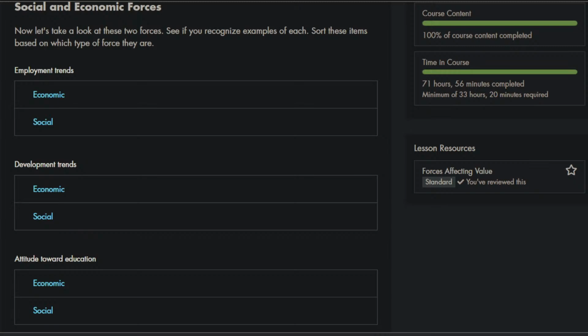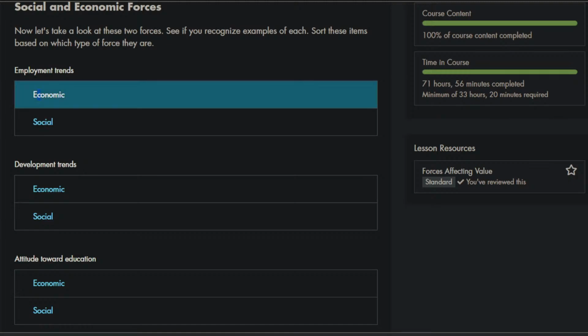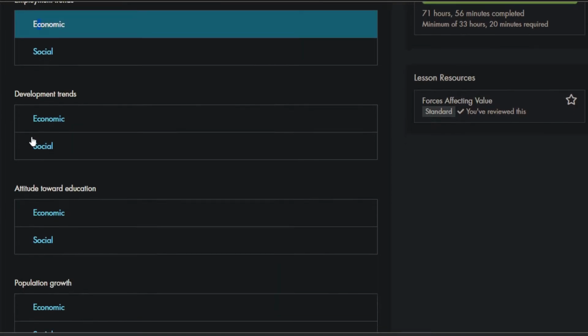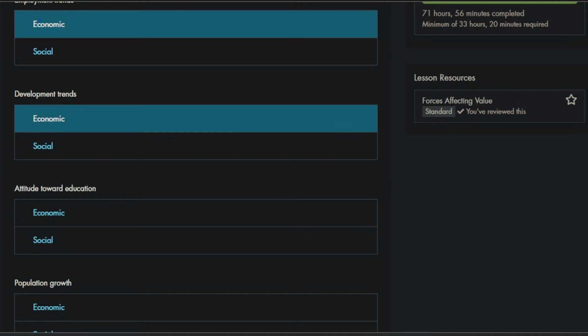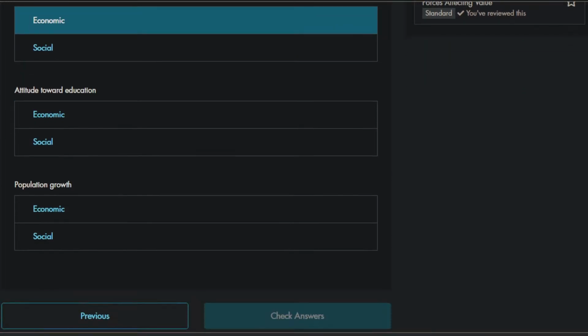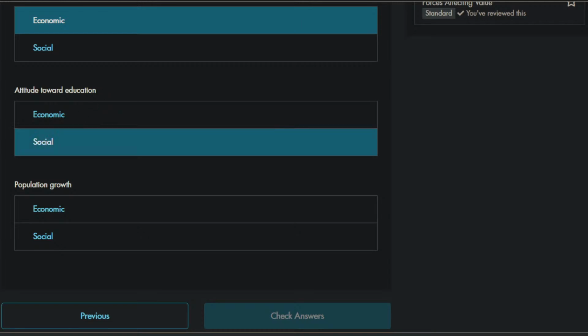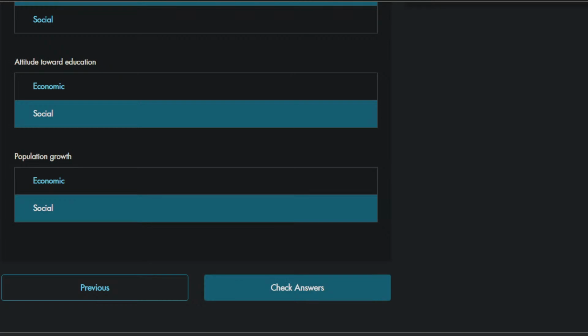All right. Social and economic forces. Now let's take a look at these two forces. See if you recognize examples of each. Sort these items based on which type of force they are. Employment trends. Is that economic or social? We're going to say that's economic. Development trends. I'm going to say that's probably economic too. Attitudes towards education. I would say that could be social. Population growth, I would probably say that's social too.